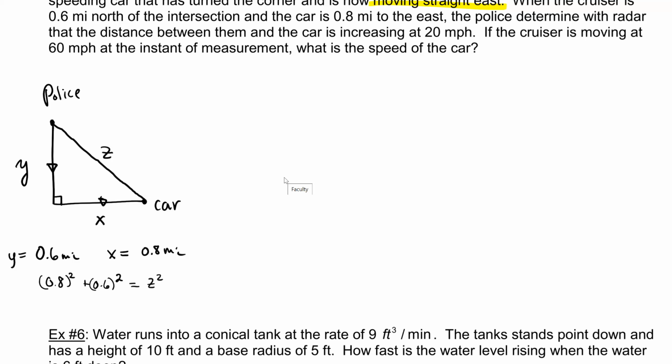Exactly. Right? 0.8 squared is 0.64. 0.6 squared is 0.36. 0.64 plus 0.36 is 1. Square root of 1 is 1. So we see z is equal to 1. So awesome. At that instant, it's a 3, 4, 5.